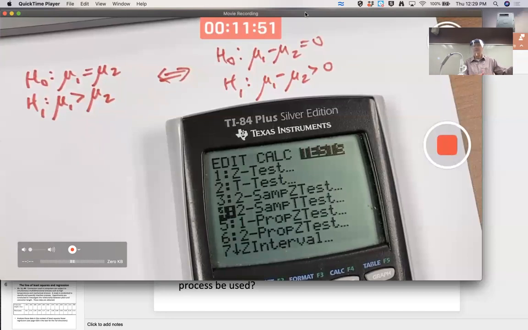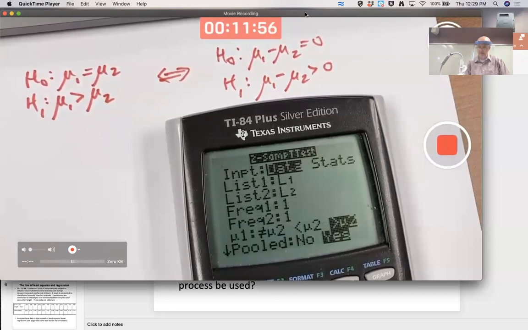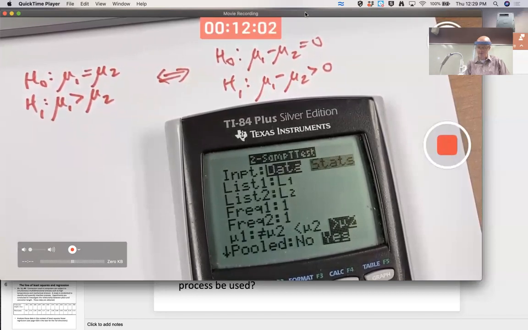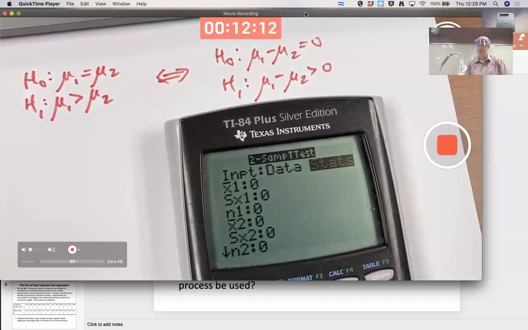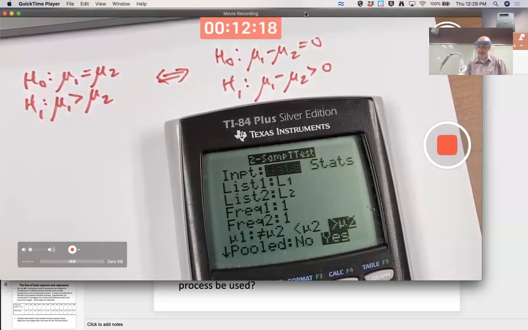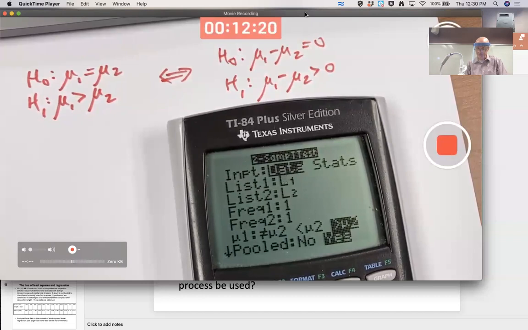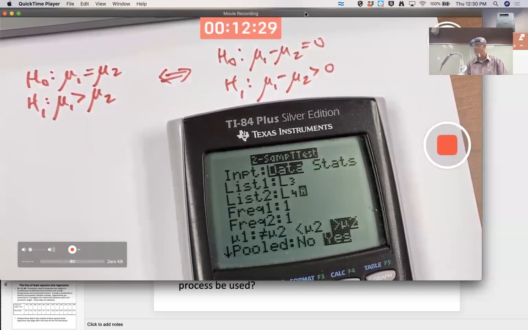So we need appropriate degrees of freedom. We need a two-sample t-test here. I've got my data rather than my summary statistics. If I click the stats one, then I've got to plug in the sample means, x1 bar and x2 bar, the sample standard deviations, sx1 and sx2, and the sample sizes, n1 and n2. But if I got the data plugged into my list, they were list 3 and list 4, then I don't need to compute those sample statistics, though if I asked you to, you should be able to do that and write them down.